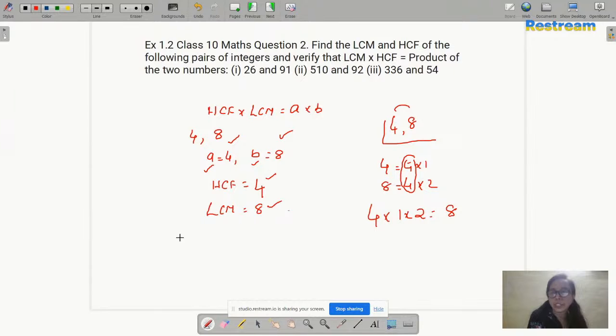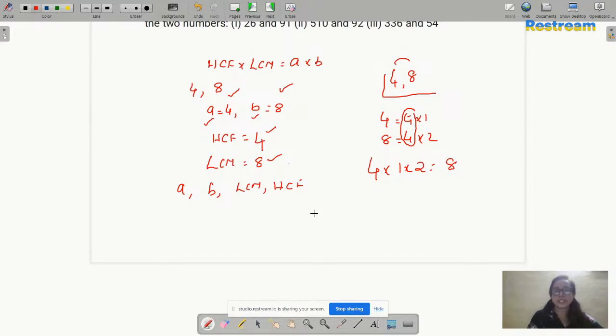Got it? Now we have A, B, LCM and HCF. Now see the relationship. What is the relationship here? LCM into HCF is equal to the product of the two numbers, A into B.